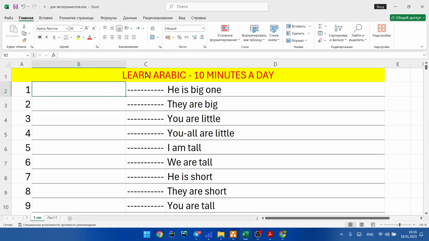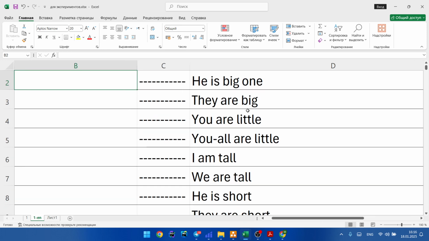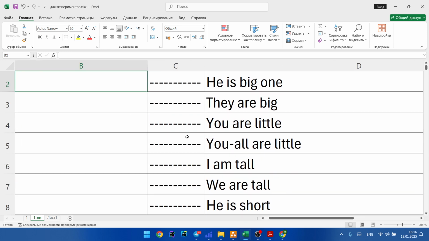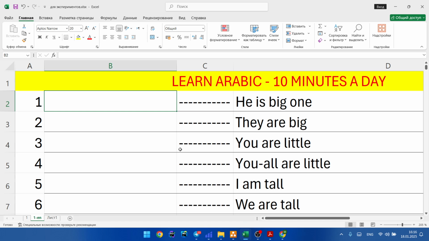Learn Arabic 10 minutes a day. I am not a professional English speaker, but I will try to say sentences clearly, inshallah. Bismillah.